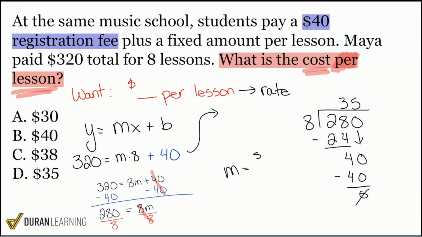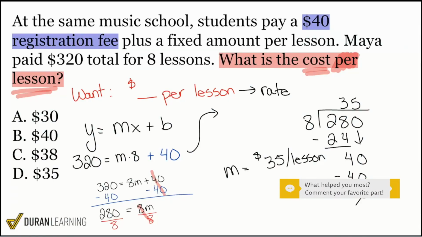M is $35 per lesson. Exactly what we were looking for at the beginning. And so our correct answer here, my friends, is answer choice D, $35 per lesson.